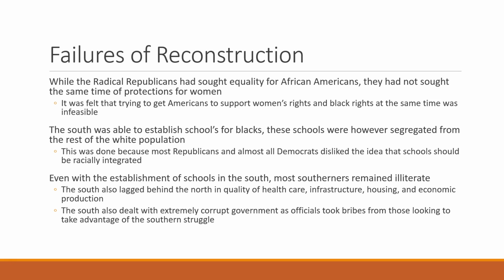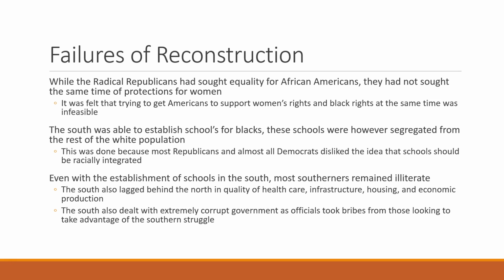Even though we've got these rules and laws that were put into place, we've still made these changes at a very, very slow pace, which is not something you would normally expect. You would think after 100 years that these types of issues would be resolved. They're still very much ingrained within a lot of American society. Even with the establishment of schools in the South, most Southerners remained illiterate, both black and white.